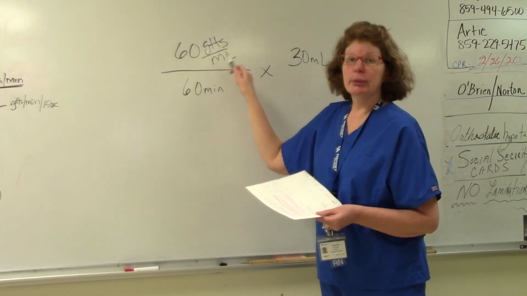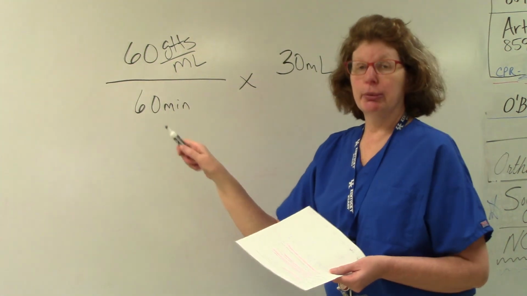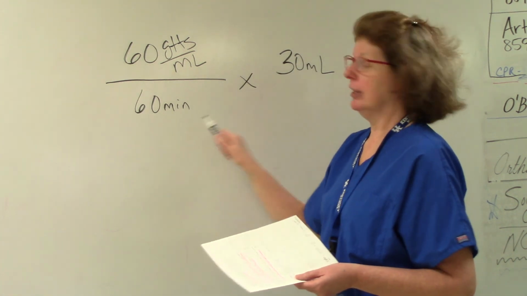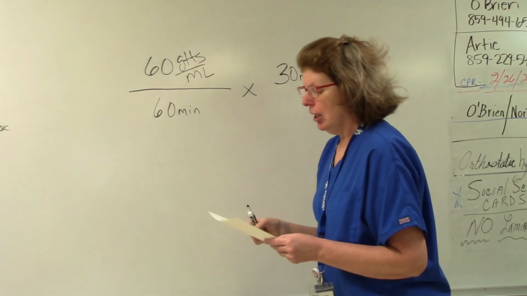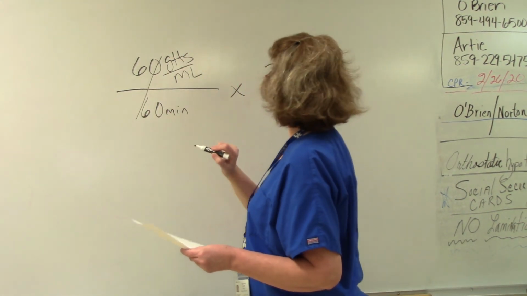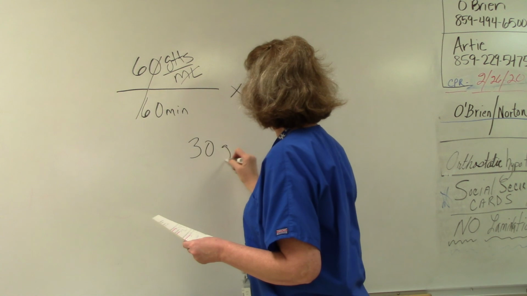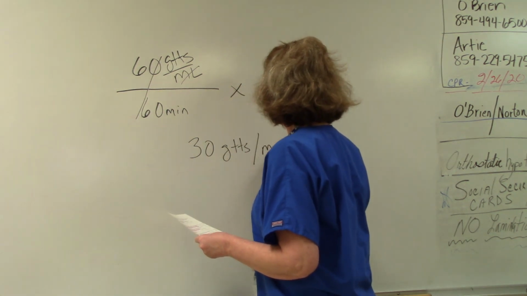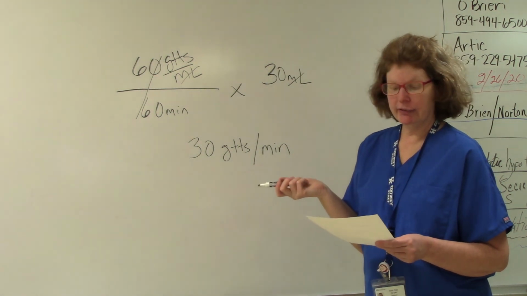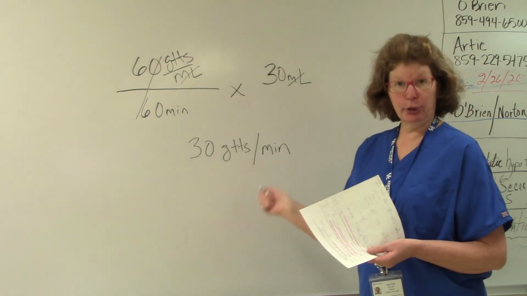So drop factor was given to me in the problem saying to use micro. Micro is always 60 drops per milliliter. That was infused at 30 milliliters per hour, which is 60 minutes. So again, this volume in that amount of time. If I multiply this out, I can cancel my 60s. I can cancel out my milliliters, and I end up with 30 drops per minute. So for that first problem for D5W at KVO, which is 30 milliliters per hour, it comes out to be 30 drops per minute.